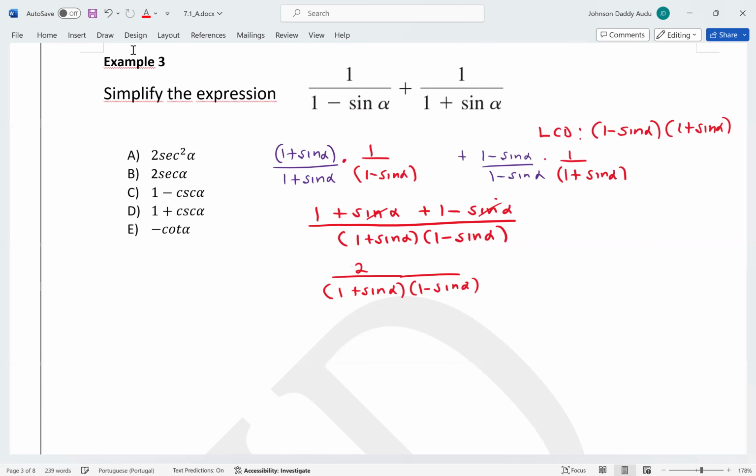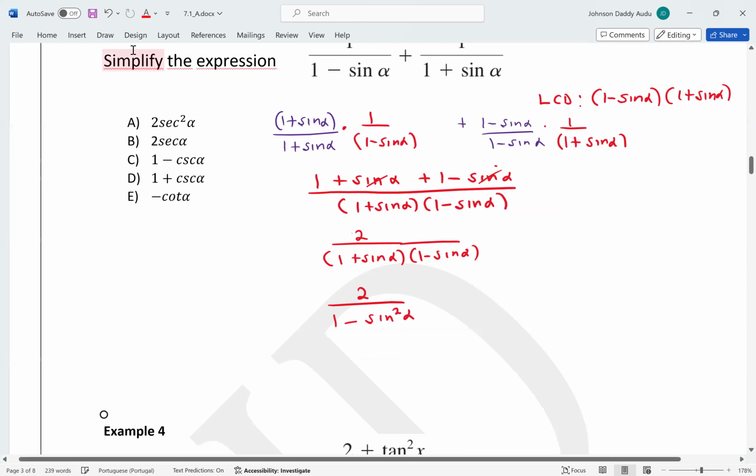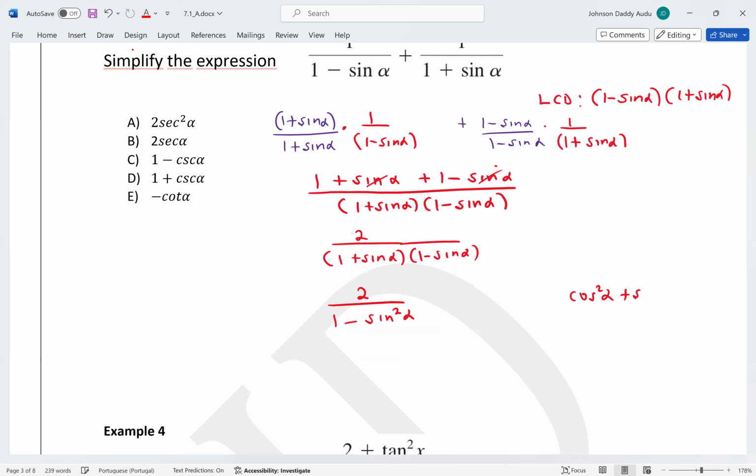Now, if we look at this, the denominator is simply a difference of 2 squares, which we can write as 1 minus sine squared alpha, right? And then we can use the identity. Remember, we know that cosine squared alpha plus sine squared alpha is equal to 1. Therefore, cosine squared alpha is simply 1 minus sine squared alpha.